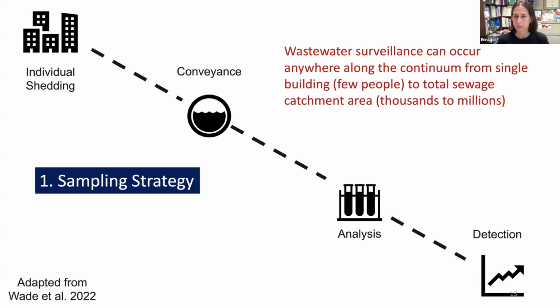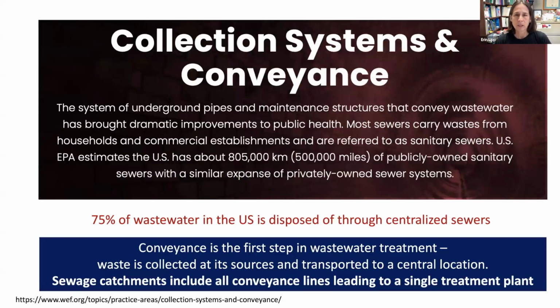But if you really want to understand if there are particular areas that you think are hotspots, then you just move up the conveyance system. But let's talk about what a conveyance system is quickly. If you haven't spent a lot of time thinking about wastewater systems, wastewater treatment, this is an easy thing to forget. Our wastewater infrastructure is buried underground. We don't see it, we don't think about it unless it's not working, and it's not working in a very visible way.